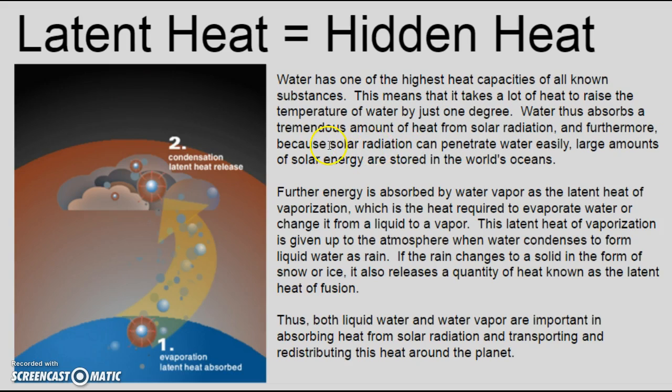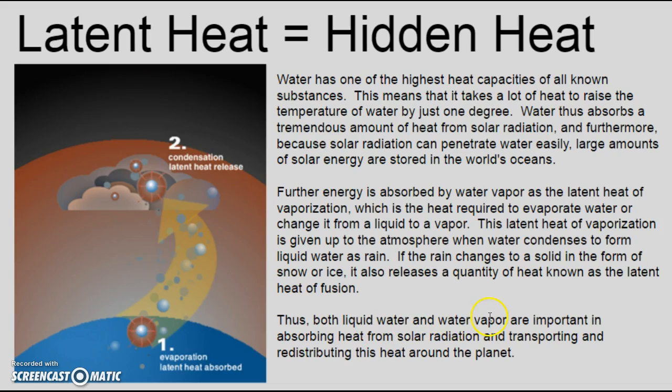And furthermore, because solar radiation can penetrate water easily, large amounts of solar energy are stored in the world's oceans. Further energy is absorbed by the water as the latent heat of vaporization, which is the heat required to evaporate water or change it from a liquid to a vapor. This latent heat of vaporization is given up to the atmosphere when the water condenses to form liquid water as rain. If the rain changes to a solid in the form of snow or ice, it also releases a quantity of heat known as the latent heat of fusion.